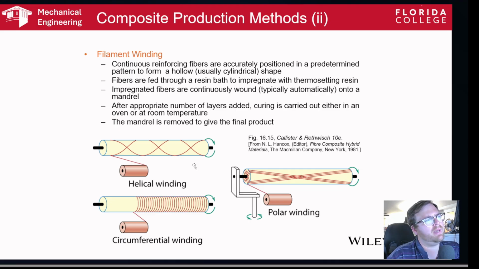If you think about some of the stresses that we talked about before, in mechanics of solids we talk about hoop stress and longitudinal stress quite often. And you can kind of see you would do polar winding to try and improve your longitudinal stress in this tube. And then you would do circumferential winding to improve your hoop stress.